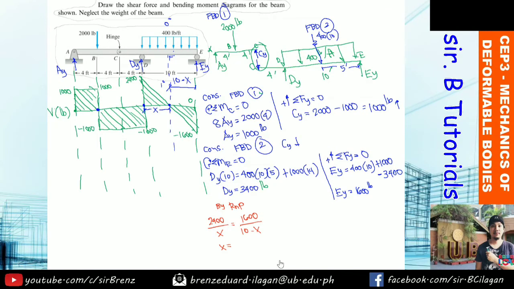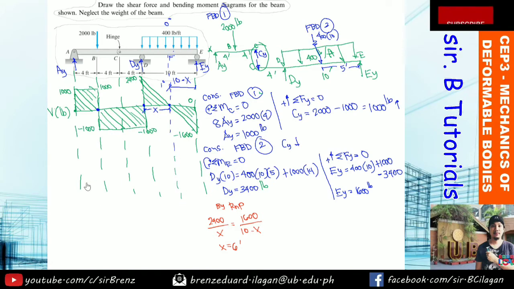So, pindutin lang natin sa calcu, guys. Sabayan ako para ma-practice din kayo. 2,400 divided by x is equal to 1,600 divided by the quantity of 10 minus x. Shift solve. So, let's just say na maglagay akong value na 5. Okay. So, the value of your x is equal to 6 feet. Since meron na tayong value ng x, I think we can now proceed with the moment diagram.